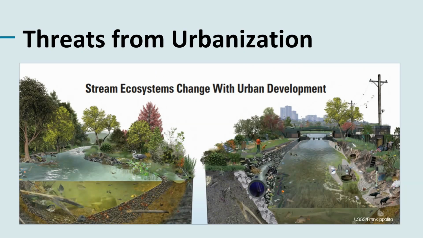Okay, threats from urbanization. The picture on the left shows a healthy riparian stream ecosystem. You can see lots of different types of vegetation. There are birds, and you can see some fish in there, probably not the insects that live there, but there's wetland areas, there's stream sinuosity, all of these things which make for a healthy riparian area.